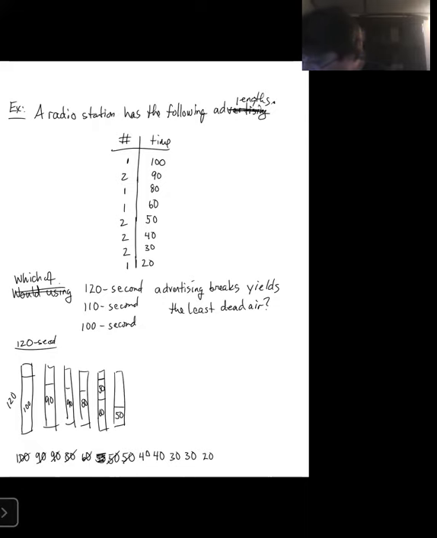Two 40s, well, the first 40 is going to fit on the other side of the 80. And the next 40 is going to fit with the 50. And now we have two 30s. Well, look at this. 30s fit perfectly in the 90s. And a 20, which fits up here.